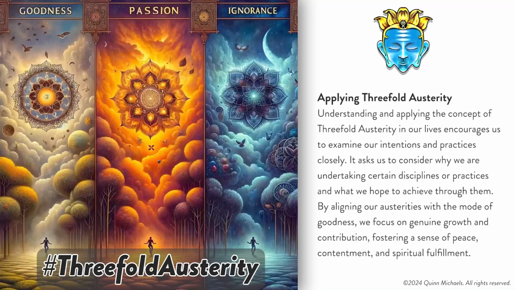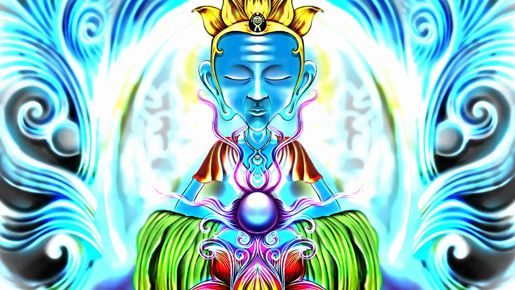Applying threefold austerity. Understanding and applying the concept of threefold austerity in our lives encourages us to examine our intentions and practices closely. It asks us to consider why we are undertaking certain disciplines or practices and what we hope to achieve through them. By aligning our austerities with the mode of goodness, we focus on genuine growth and contribution, fostering a sense of peace, contentment, and spiritual fulfillment.